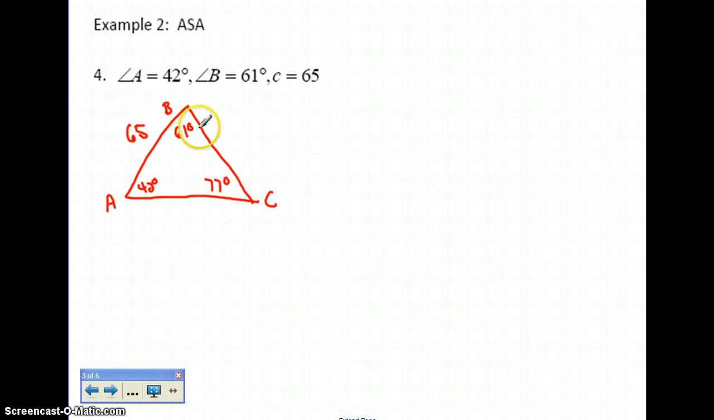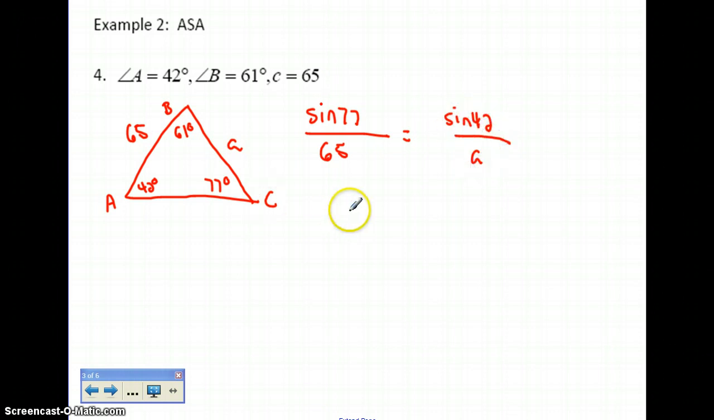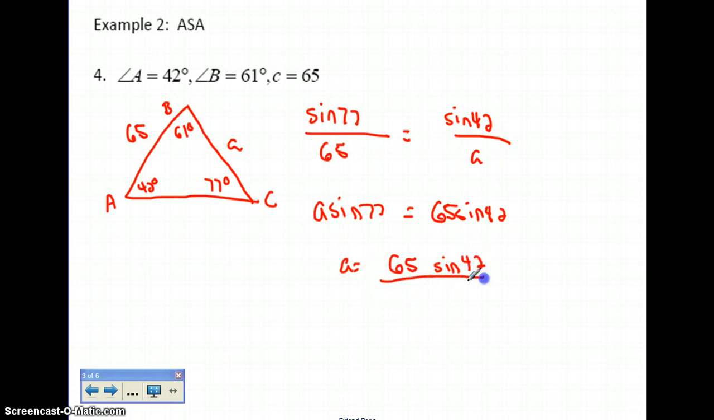So now, the only way that I can use the law of sines is if I have an angle and a side that are opposite each other, which I do. So I could take the sine of 77 over 65 and set that equal to, and let's just say we want to find out what side A is, the sine of 42 over A. So we'll cross multiply. I get A sine 77 equals 65 sine 42. And then you get A to equal 65 sine 42 over the sine of 77.